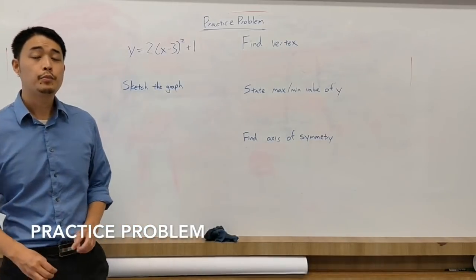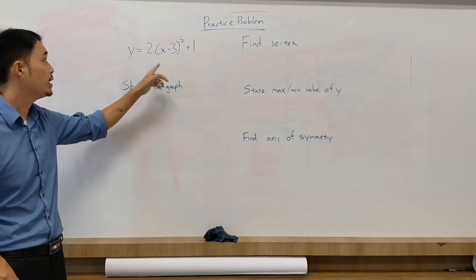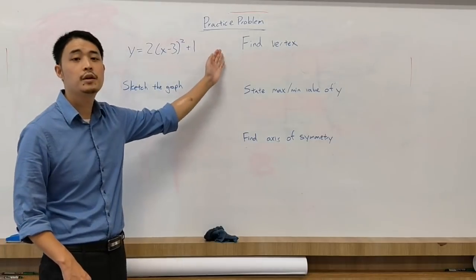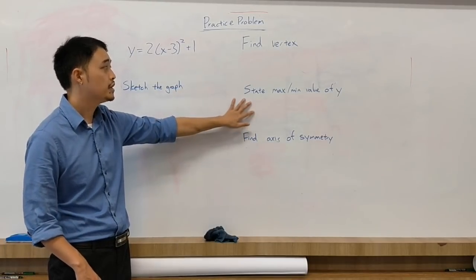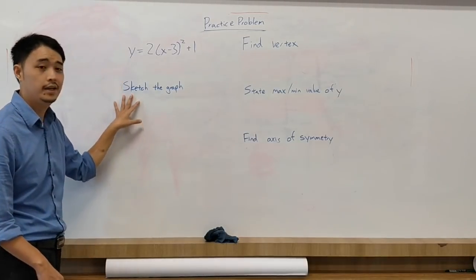Okay, guys, so for your practice problem tonight, what I'd like you to do is take a look at this equation, y equals 2(x minus 3) squared plus 1, and do the same thing that we did in the example. Find the vertex, state the maximum and minimum of y, find the axis of symmetry, and sketch the graph.